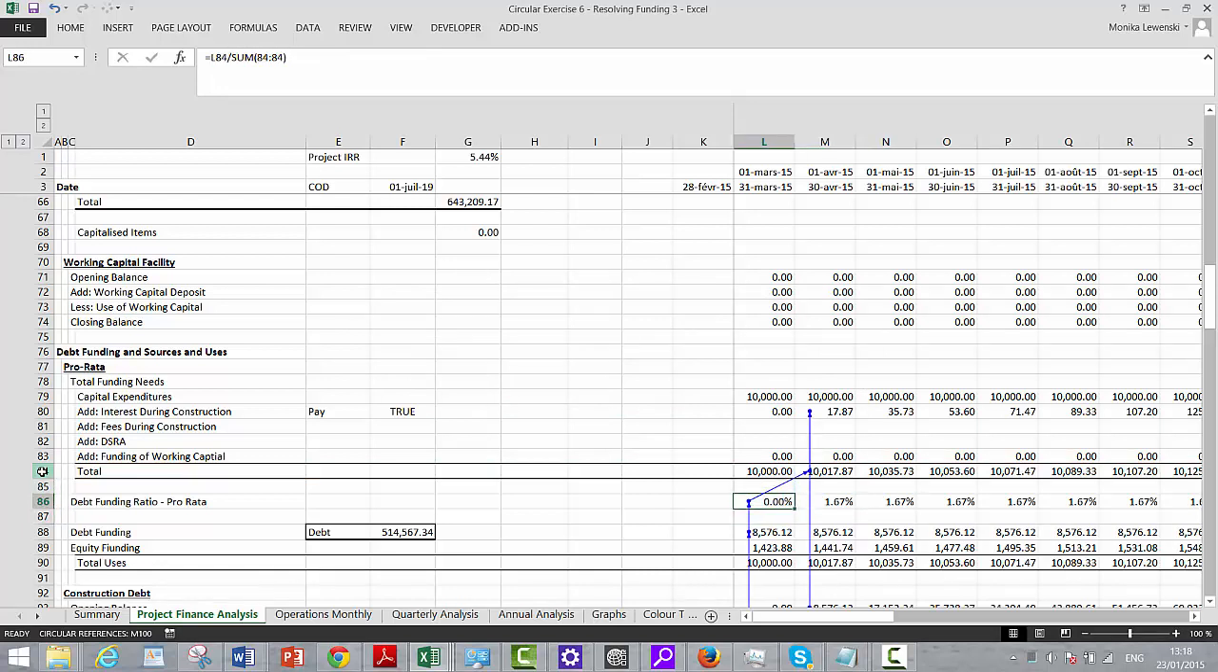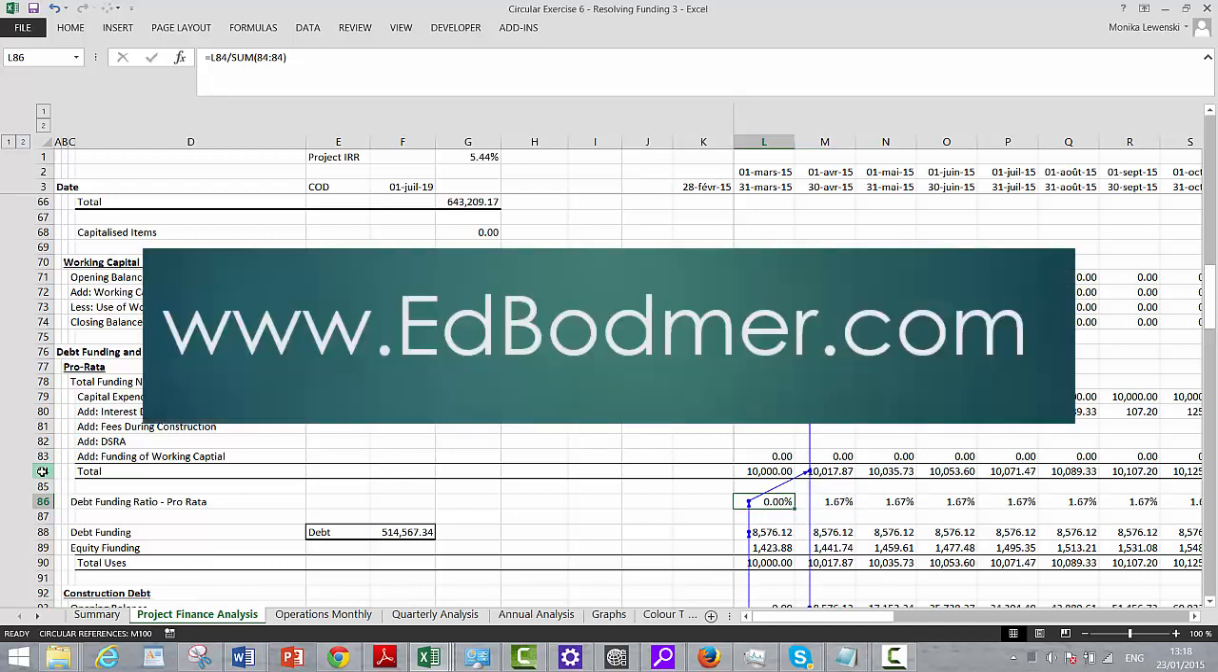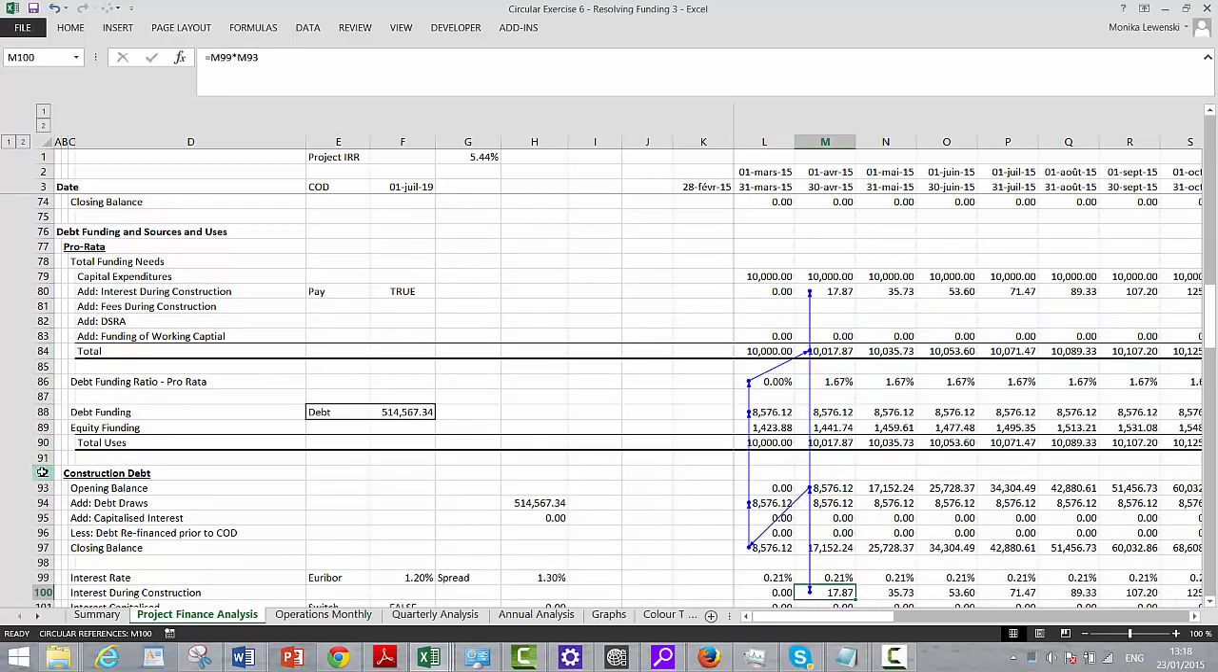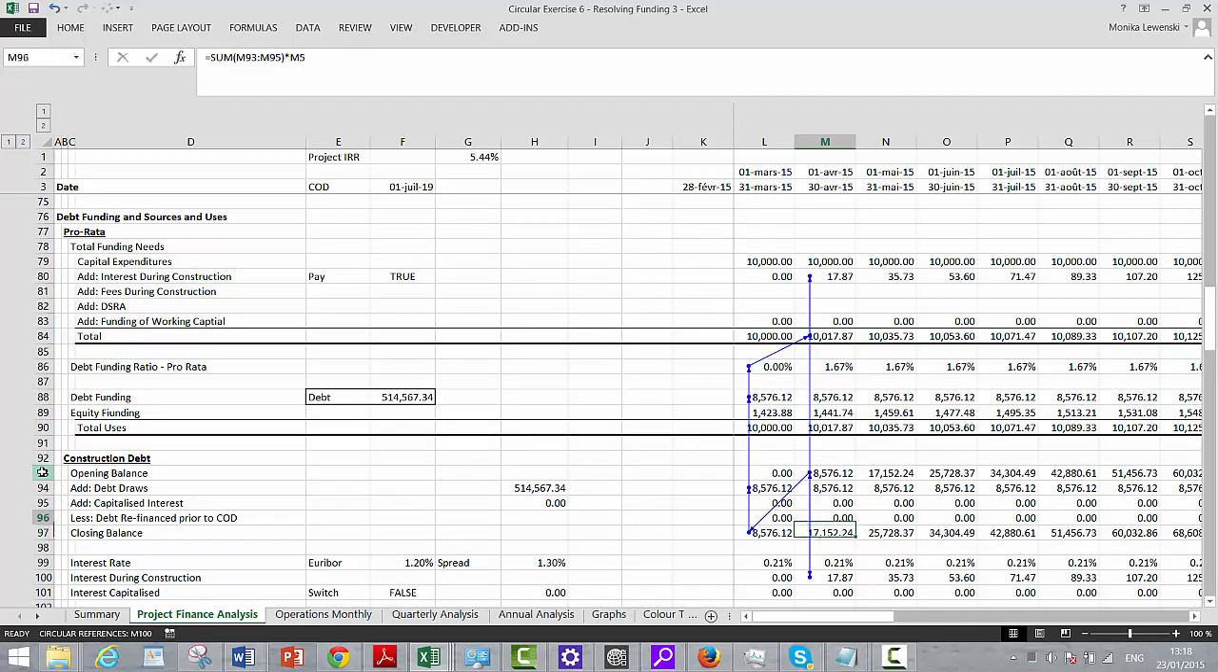then we get our dreaded blue lines, and that's kind of an intuitive circular reference, because the interest during construction depends on debt, but the debt is driven by the interest during construction, which is also affecting the pro rata ratio.